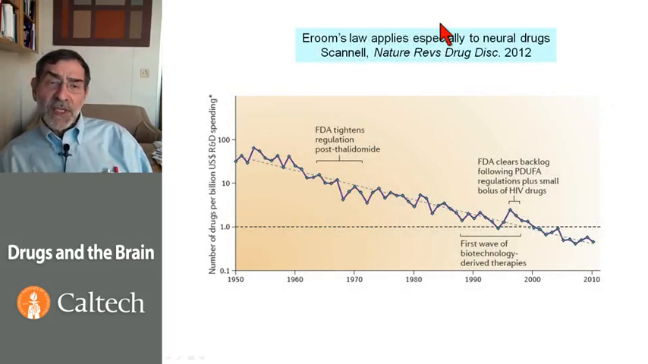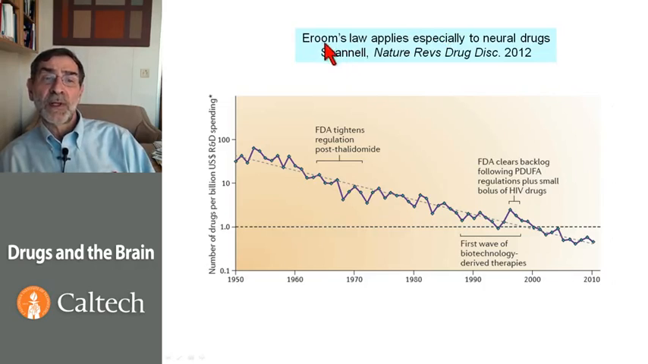Then we'll turn to this interesting topic of developing new drugs for the brain. And we'll talk about Eroom's law. Note that Eroom is Moore spelled backwards. Moore's law applies to semiconductors and to computers. And Moore's law basically says it gets cheaper by a factor of 2 every 18 months, a factor of 10 every 5 years, to do data processing.